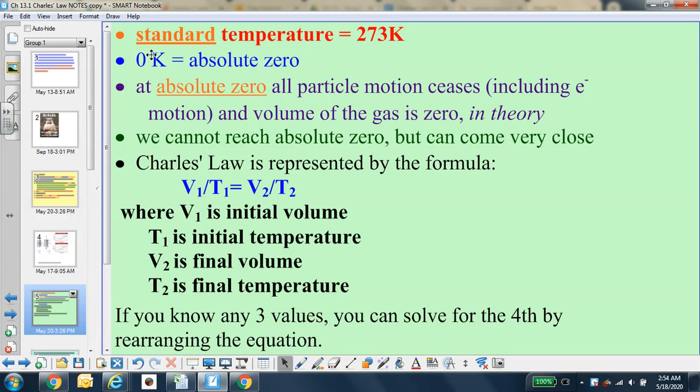Absolute zero would be 0 Kelvin. We can get pretty close to absolute zero, but we can't quite achieve it. All particle motion should stop at absolute zero. So the molecules stop vibrating in place, the electrons stop spinning on their axes, the electrons stop orbiting around the nucleus. All particle motion should stop. We can get very close. We've almost achieved it, but not quite.